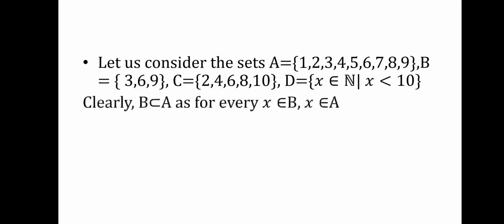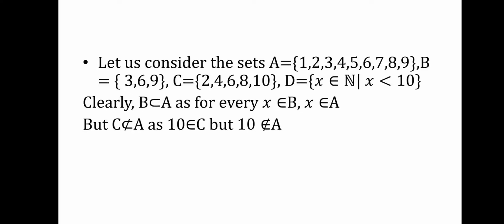Now obviously we can see that B is a subset of A. Why? Because all the elements of B are in A. Then C is definitely not a subset of A. Why? Because there is one element in C which does not belong to A. If I find at least one element which does not belong to the parent set, then definitely I can't say the set to be a subset. So here C is definitely not a subset.